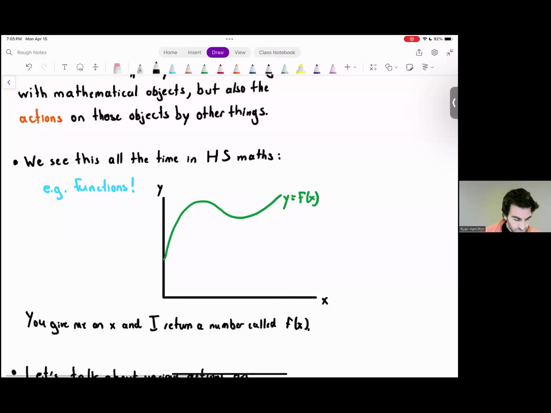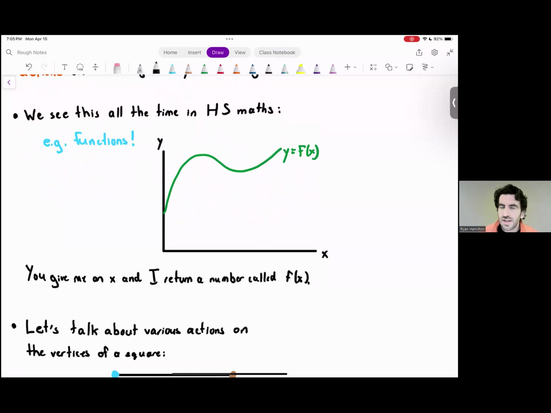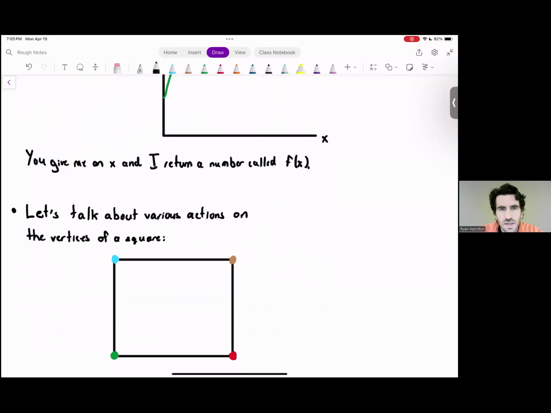Okay, so what can we do with this? Well, let's take the most basic type of mathematical object. And in my case, it's going to be a collection of 4 dots, the vertices of a square. And there's nothing too distinguishing about these vertices. They're 4 points in space. They're different from each other. But there's a lot of rich structure if I talk about how I can rearrange these 4 points.